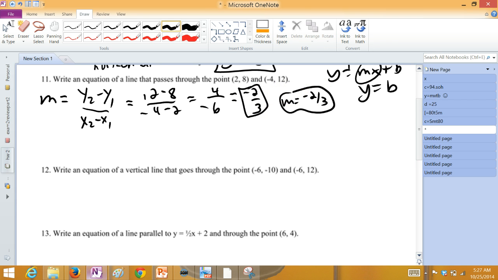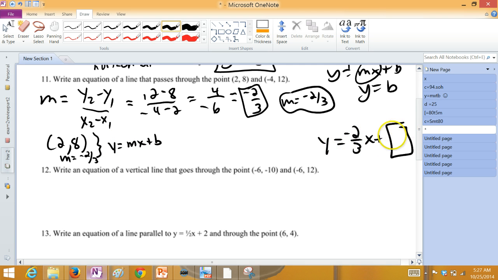Now we need to take one of these points. Let's take (2, 8), together with the slope being negative 2/3, and let's plug into y equals mx plus b, because we already know part of the answer. We just need to know what the b is. So we'll take the x, the y, and the m, plug them in, and figure out what the b is. The y is 8. That's supposed to equal negative 2/3 of the x, which is 2, and then we add on the b.